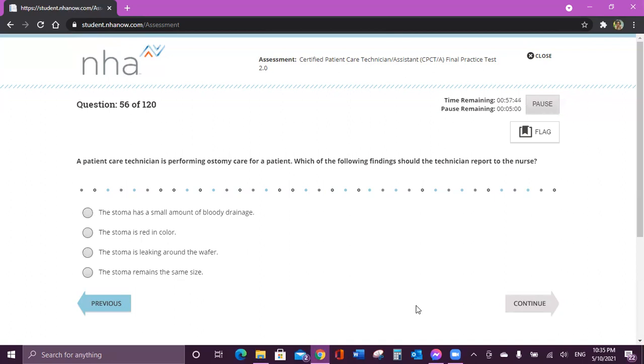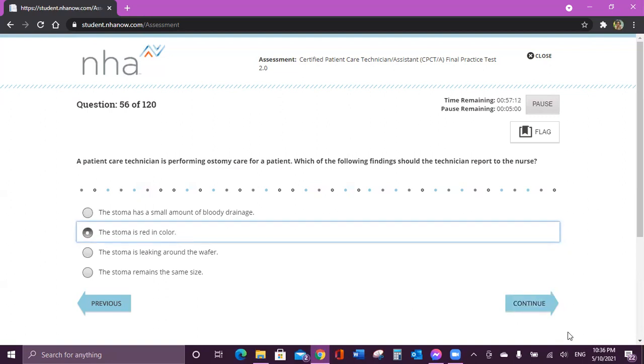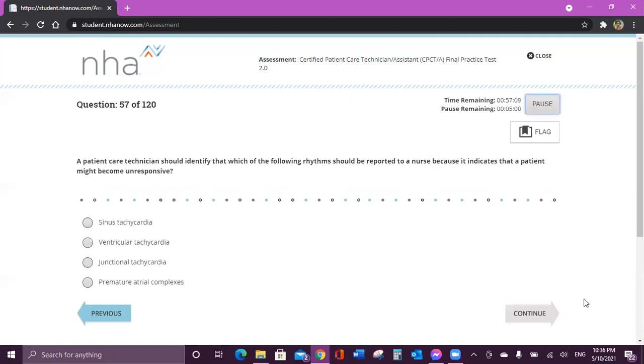A patient care technician is performing ostomy care for a patient. Which of the following findings should the technician report to the nurse? The stoma has a small amount of drainage. The stoma is red in color. The stoma is leaking around the wafer. The stoma remains the same size. So the stoma leaking around the wafer, yo creo. The stoma is red. Yo creo que, yeah, no. Esa es la que yo creo. Continue. Yeah.